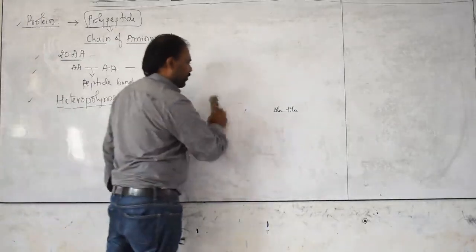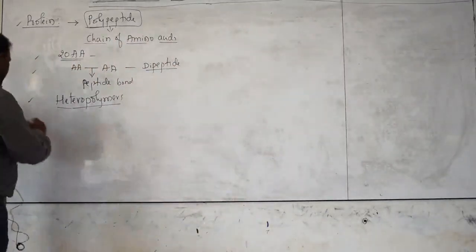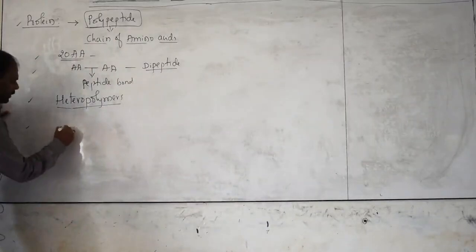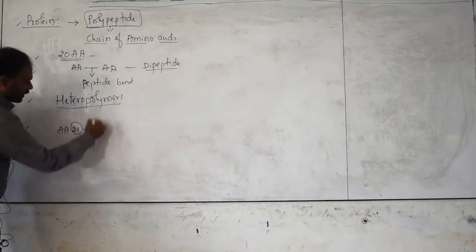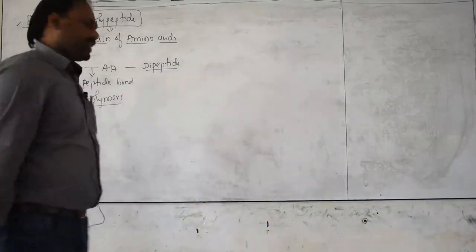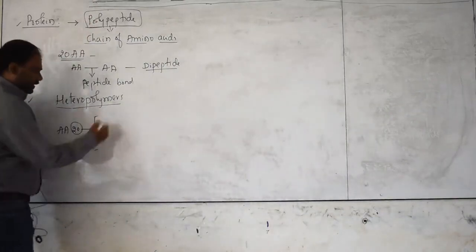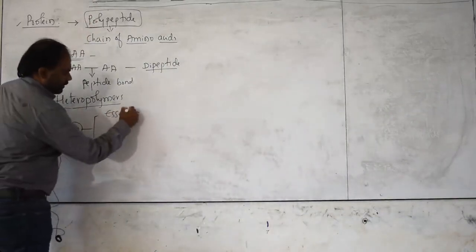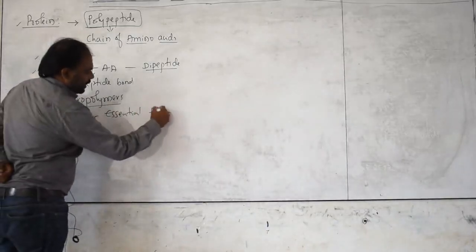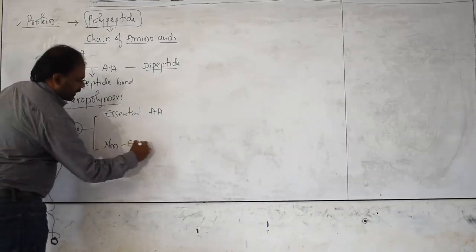This is one topic we discussed in the last class, and today we are moving on to the next very important topic. When we take amino acids, that is 20 amino acids, we are going to make one small classification. Ask it for 2 marks. See what that classification is: essential amino acids and non-essential amino acids.